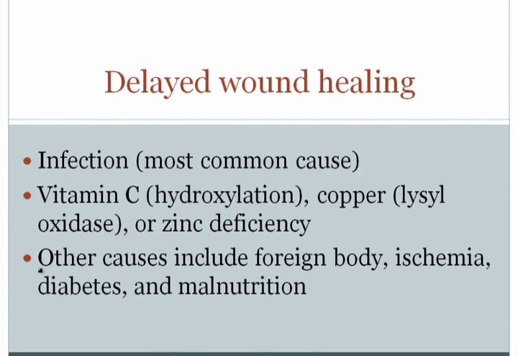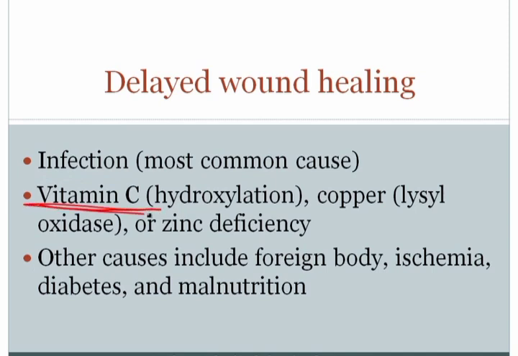Delayed wound healing. What is delayed wound healing? This is where a patient has a wound, but it doesn't heal in the appropriate time. Infection is the most common cause. If there is infection, there'll be chronic inflammation, and/or there'll be continued inflammation, and the continued inflammation will then impair the healing of the wound. So that's the most common cause of delayed wound healing. Another cause would be vitamin C deficiency. Why do we need vitamin C?